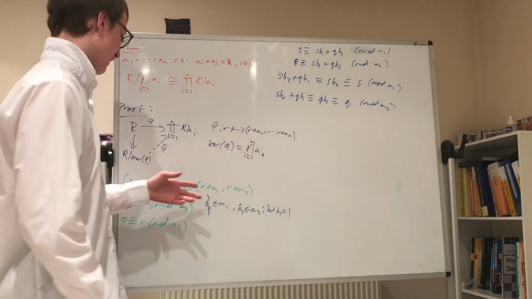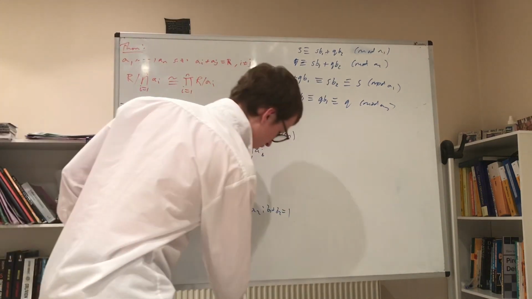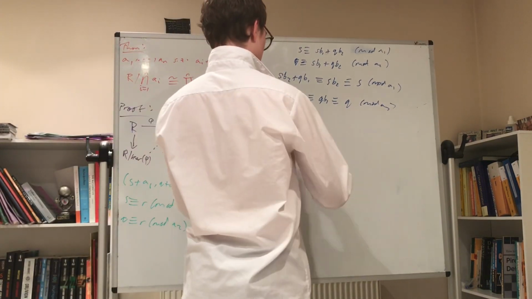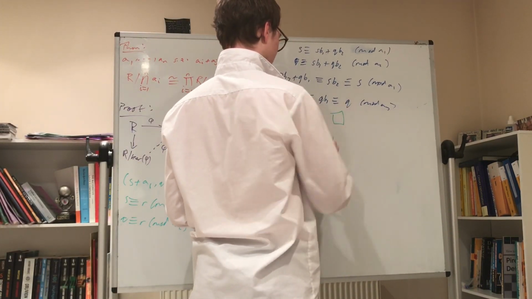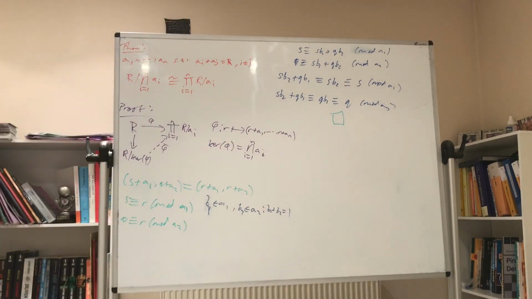The kernel is still this. First isomorphism theorem holds. Chinese remainder theorem. Done and dusted. Thank you for watching. I hope you enjoy my commentary.